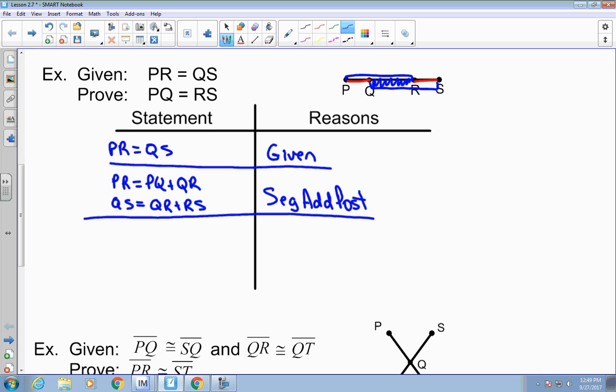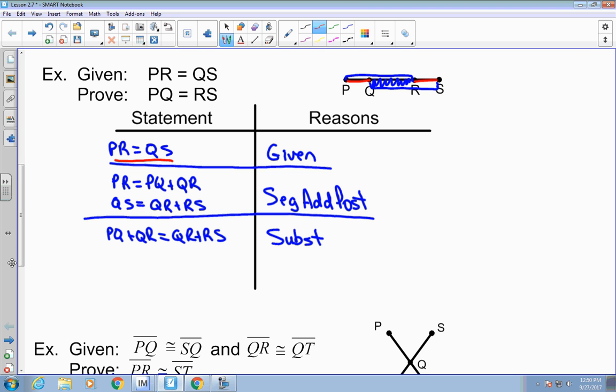If we go back up here and look at this equation, we can see that PR and QS are equal to each other, yes? So could we replace PR with what it's equal to and QS with what it's equal to? So I'm going to take this PR and replace it with PQ plus QR. And I'm going to take QS and replace it with QR plus RS. What's it called when you replace something with what it's equal to? Substitution.